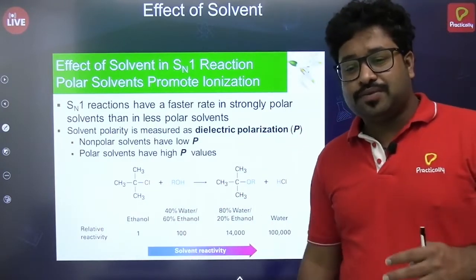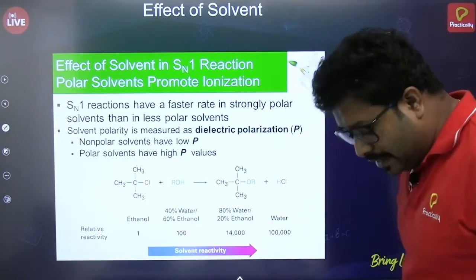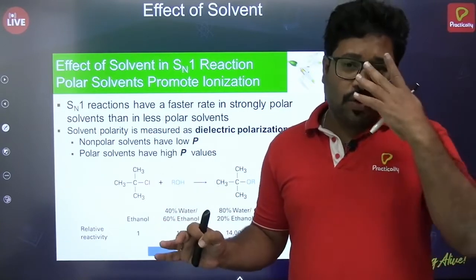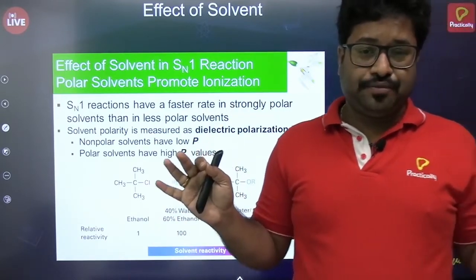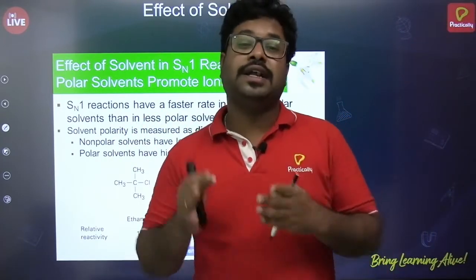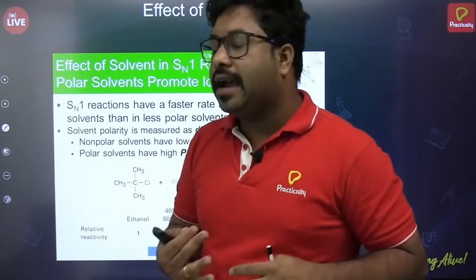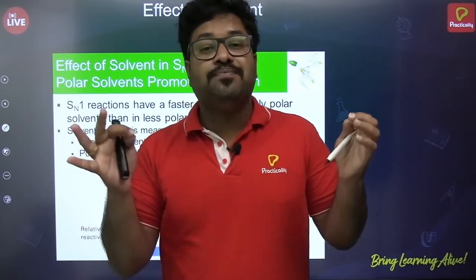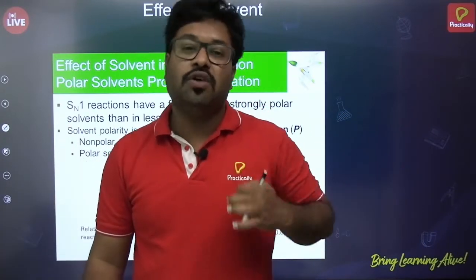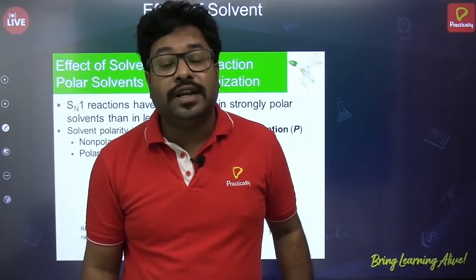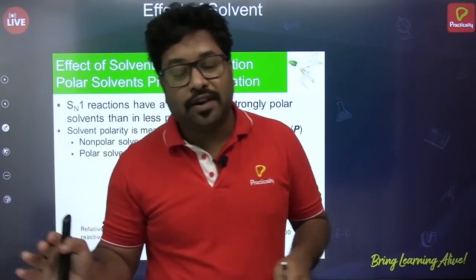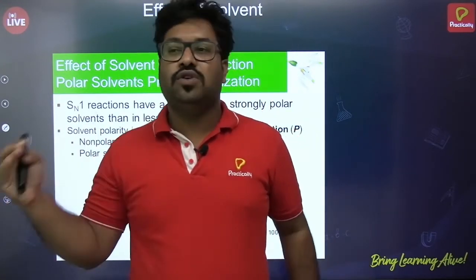What is the effect of solvent in the SN1 reaction? See, I just told you that there is a formation of cation and anion in the SN1 reaction. So there is a formation of cation and anion. That means what? Only polar solvent is useful for the SN1 reaction. If you decrease the polarity of the solvent, the rate of reaction would also be decreased.